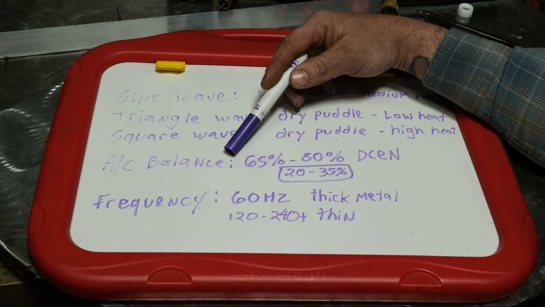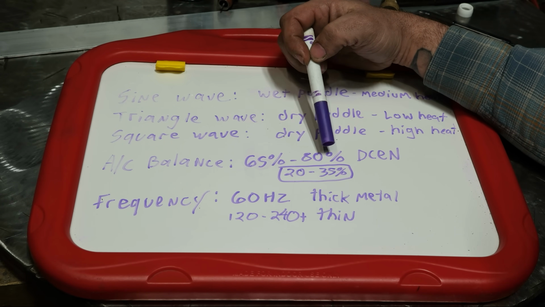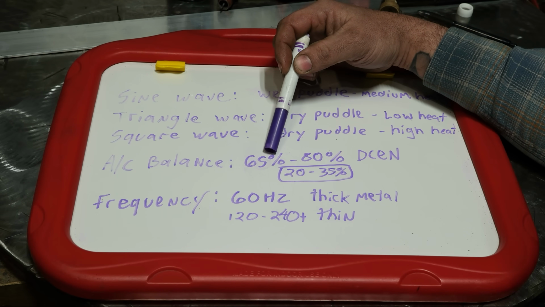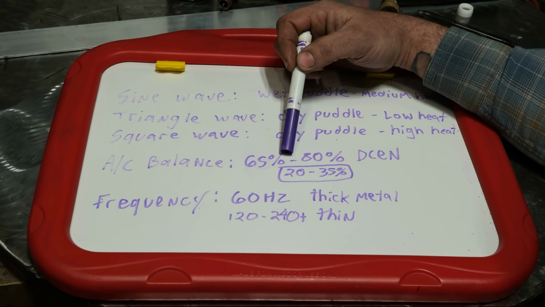Now for AC balance, what you need to remember is that for most machines in North America, 65% to 80% negative is where your starting point should be. So your AC balance should be in this ballpark. I would say start at 70.